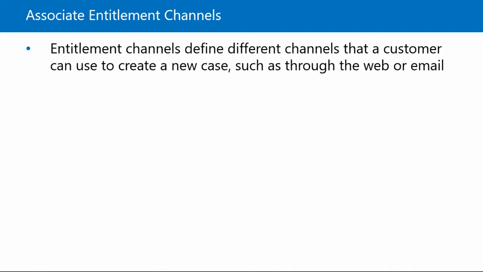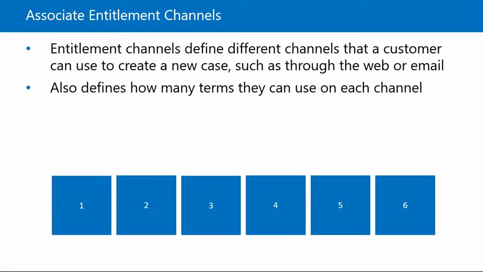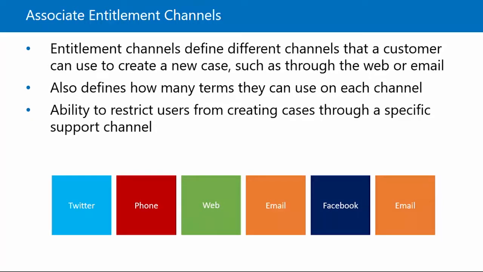Now when we associate these entitlement channels with our entitlements, these channels also define how many terms they can use on each channel. For example, let's say that we have selected 6 total terms. This means that a user can create 6 total cases from any type of support channel. Now, if I wanted to restrict users from creating cases via social media, such as Facebook or Twitter, then I would select 0 for the total terms of those 2 channels. This means the customer does not have the ability to submit cases through social media and will be required to submit it through a different supported channel type.